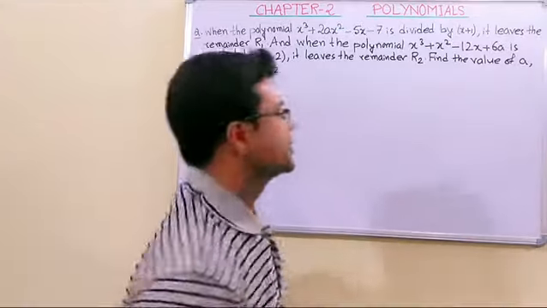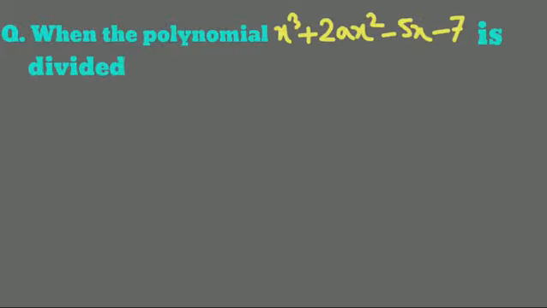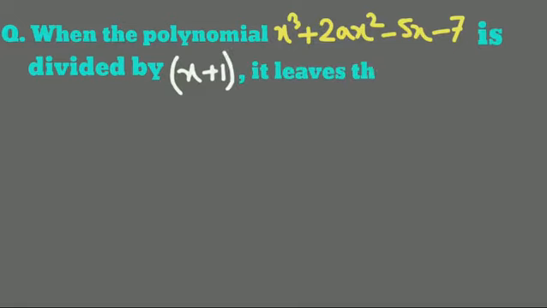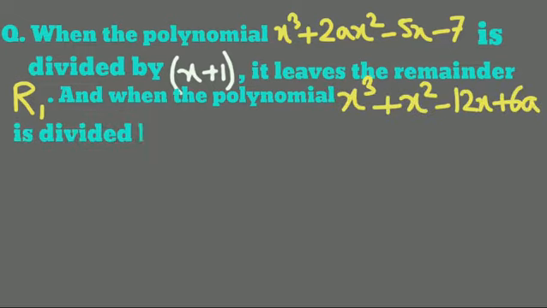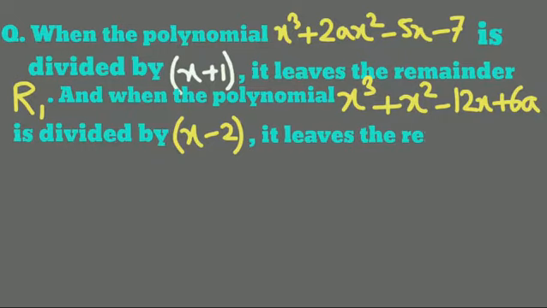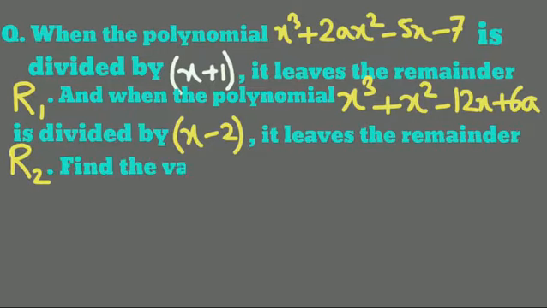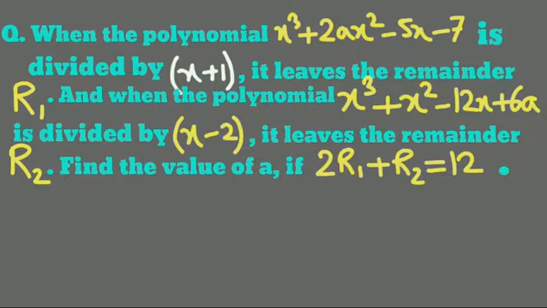Well, students, in the next question, when the polynomial x cube plus 2ax square minus 5x minus 7 is divided by x plus 1, it leaves the remainder r1, and when the polynomial x cube plus x square minus 12x plus 6a is divided by x minus 2, it leaves the remainder r2. Now we have to find the value of a if twice r1 plus r2 equals 12.